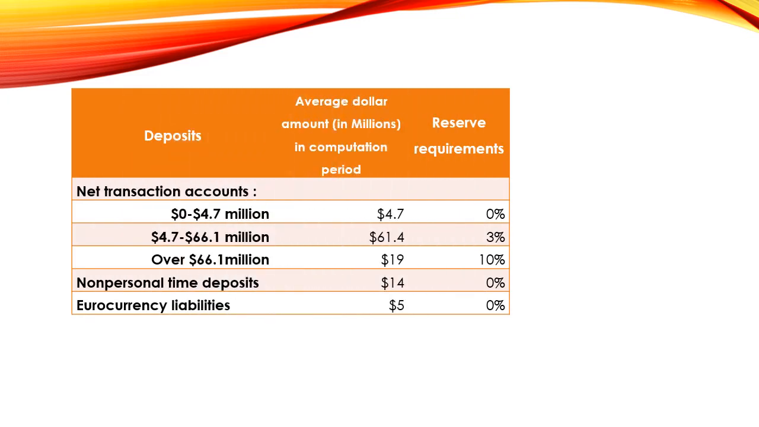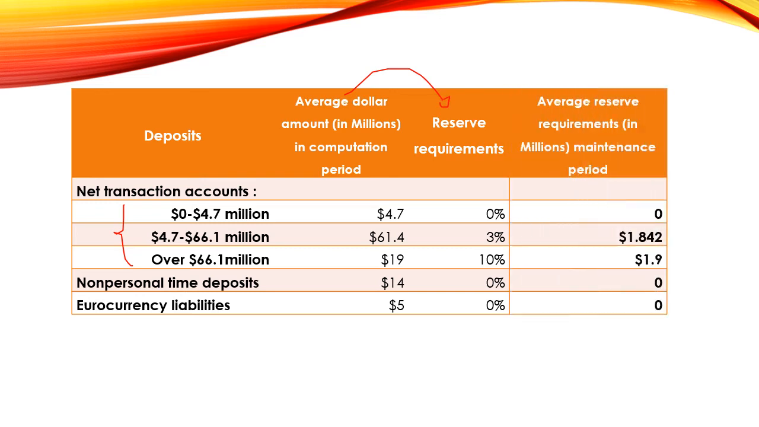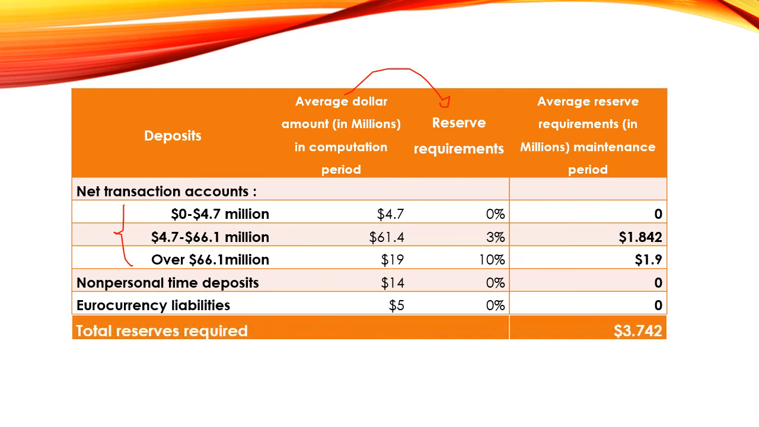So right now we will be able to draw this table. As explained previously, the net transaction accounts are now divided into three tranches. And to determine the total reserve required, all we have to do is to multiply the average dollar amount times the reserve requirement in percentage. So the average reserve requirement will be equal to 0 for the first one, 1.842 for the second, and so on. The total reserve required are equal to 3.742.